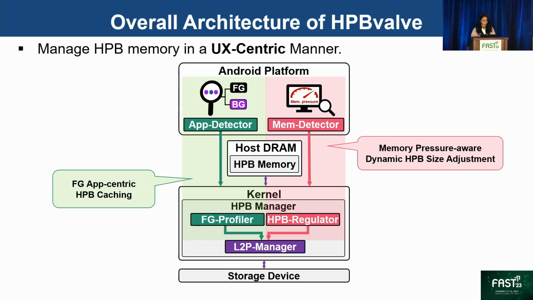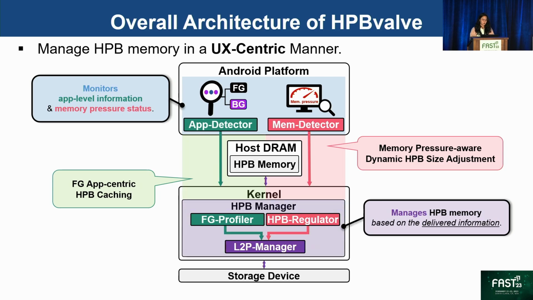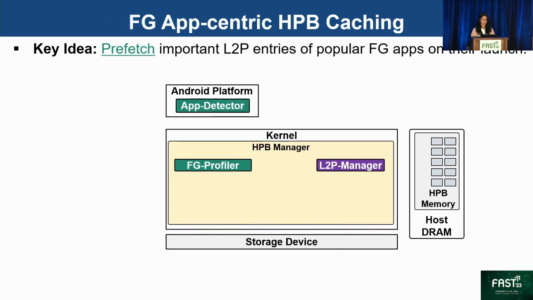To this end, we implemented 2 monitoring modules in the Android platform, which collect the app-level information and the memory pressure status, and deliver the monitored information to the HPB manager, which is implemented in the kernel. And based on the delivered information, 3 modules implemented in the device driver layer manage the HPB memory in a UX-centric manner. So the key idea of foreground app-centric HPB caching is to prefetch important L2P entries of the user's recently and mostly used foreground apps on their launches based on a profiled list. Here's a simple example of how we operate the foreground app-centric HPB caching.